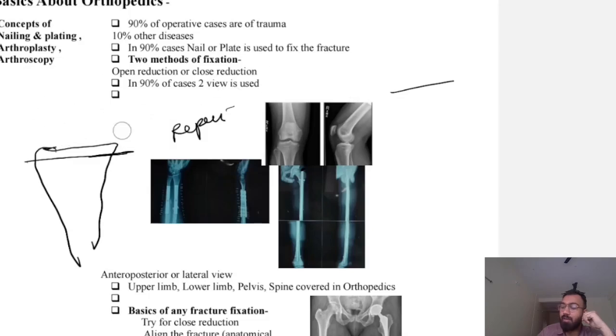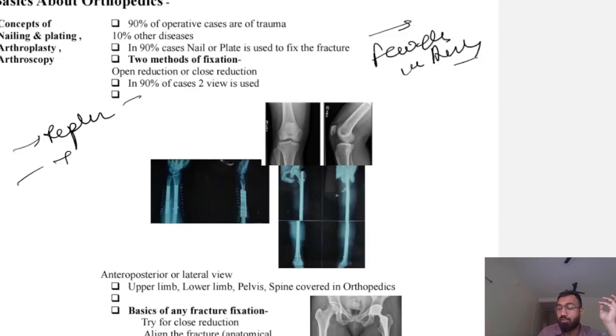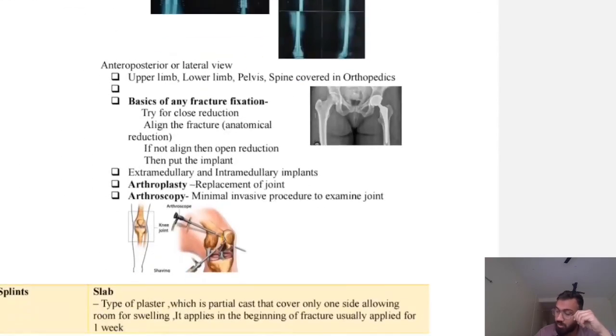After doing MS orthopedics, many people have done a fellowship in arthroplasty. Okay, so you have understood what is arthroplasty, replacement of joint. You can replace the hip joint also. That is known as total hip replacement. We will do hip replacement in osteoarthritis of the hip. Okay. So next is arthroscopy.